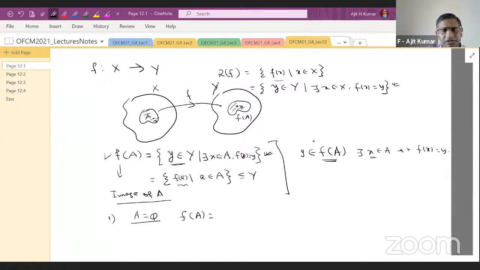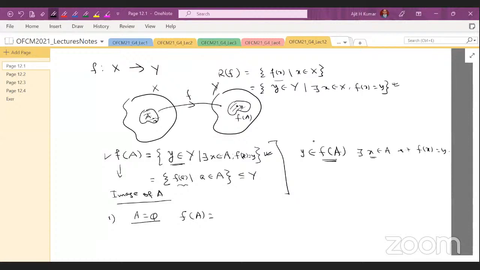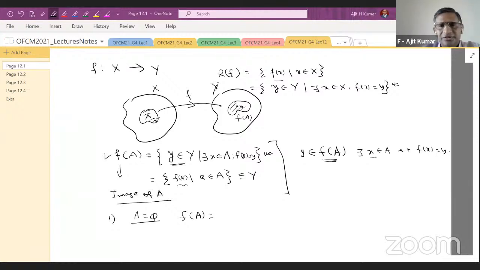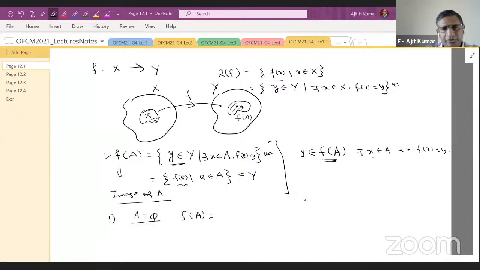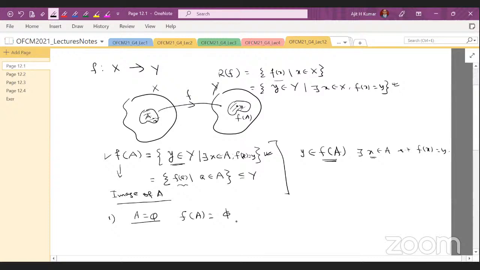Is there somebody in group A who has clicked yes? Group 1? Nobody clicked yes. Okay. Group 2? No one, sir. Group 3? Rutusri? What is your answer? You're saying f of A is also empty. Why? Because when A is empty, f of A will also be empty.